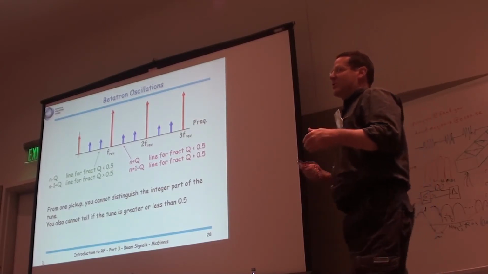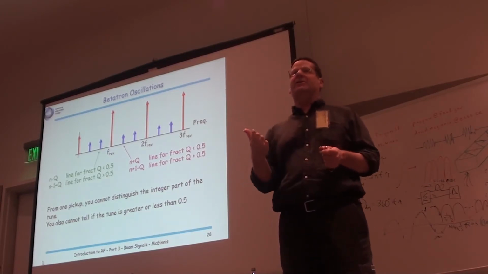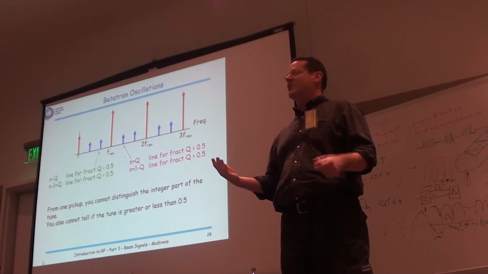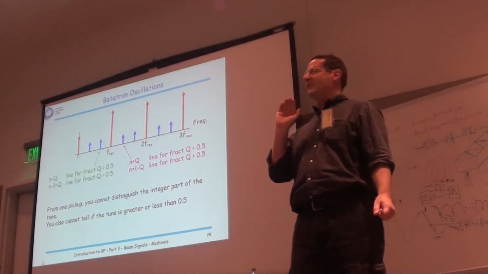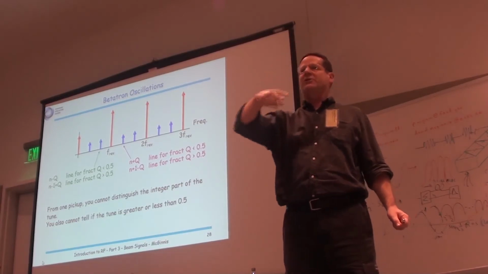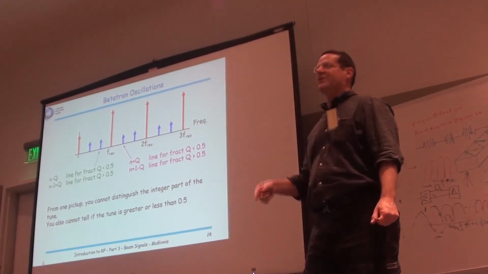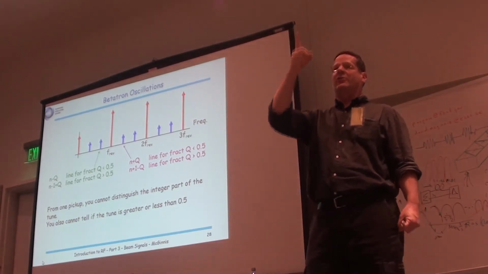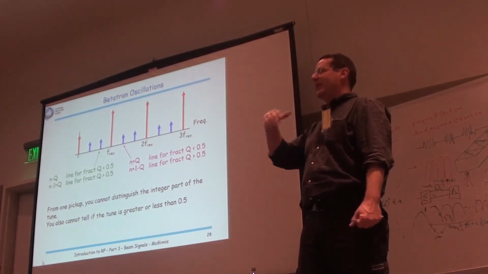So if I'm looking at one pickup, I can't tell the integer part, but by looking at a bunch of pickups, I can. If I take the beam off center and inject it in the machine, as it goes around the machine, it's going to go like this. So what I do is I look at all the BPMs around there and I count the wiggles on the BPMs, and I get my integer part, right?